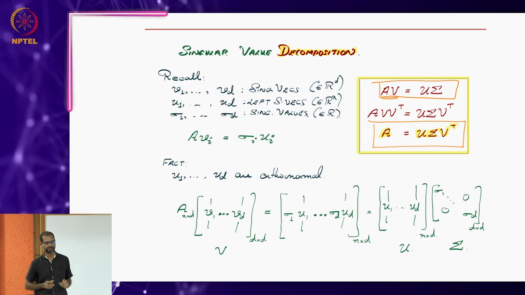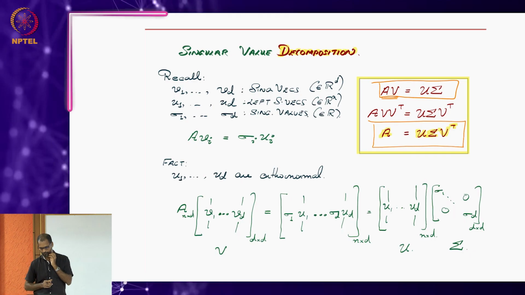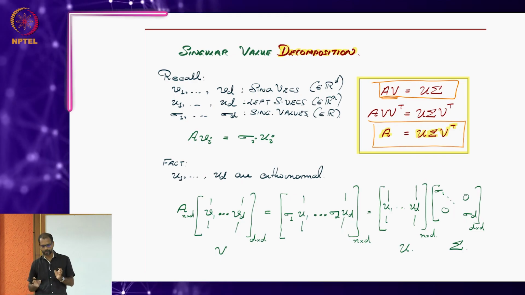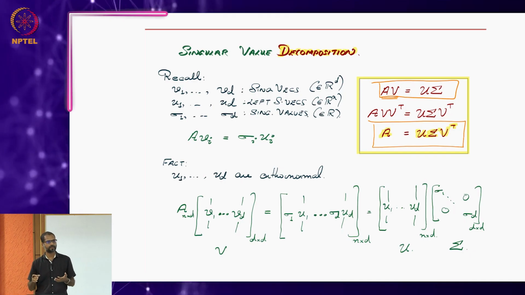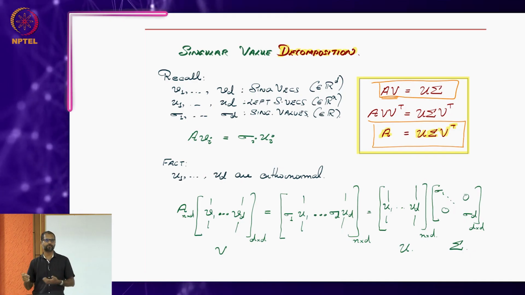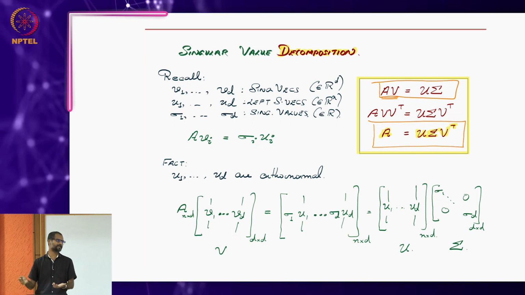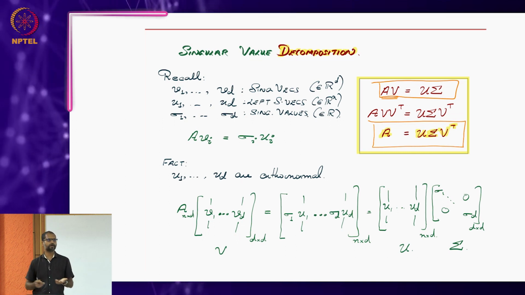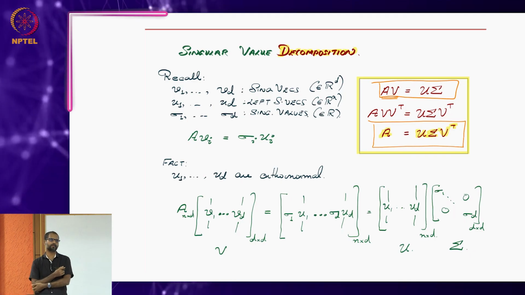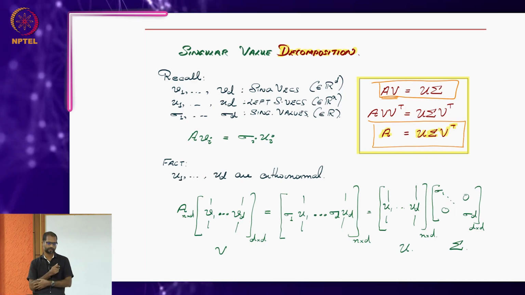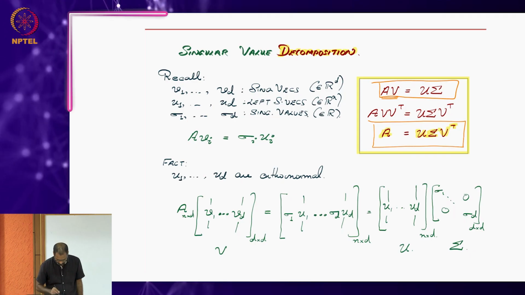Yes, eigenvalues have their own reasons to be there. By the way, the singular vectors of A happen to be eigenvectors of the symmetric matrix A transpose A. Actually, once we have reached here, it's not too difficult to prove, but there is a very strong connection between eigenvectors and singular vectors, though singular vectors are much more general.